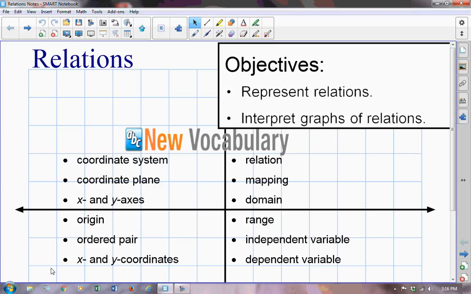The first 2, 4, 6 are all about graphs, the coordinate system, coordinate plane, x-y axis, origin, ordered pair, x and y coordinates. It's all on a regular graph. Then relation is just a set of ordered pairs. We'll talk about mapping, domain and range, and independent and dependent variables. So take some time and check mark the ones that you know, and maybe you'll understand more as we go along.